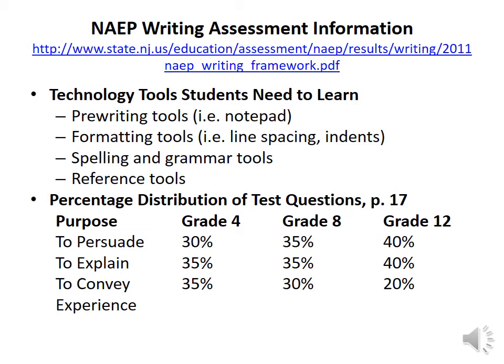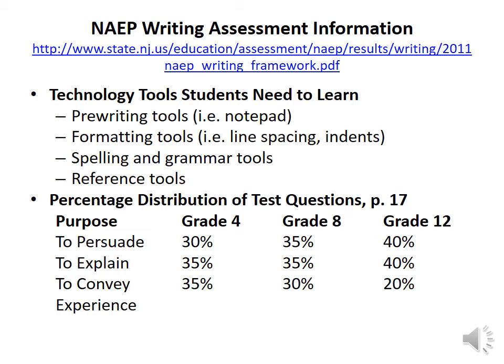Now, thinking about the genres that students are going to be tested on, and on page 17, this goes into this, of course, in a much more detailed way, but I've pulled out some of the high points to show you on these PowerPoints. If you look at grade 4, first of all, they will be tested on writing to persuade 30% of the time, to explain 35% of the time, and to convey experience 35% of the time.